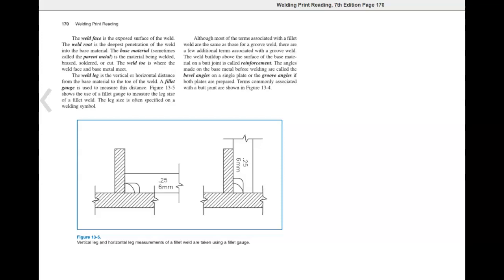Terms commonly associated with a butt joint are shown in Figure 13-4.